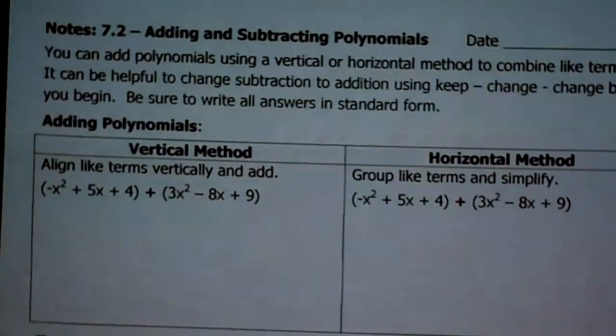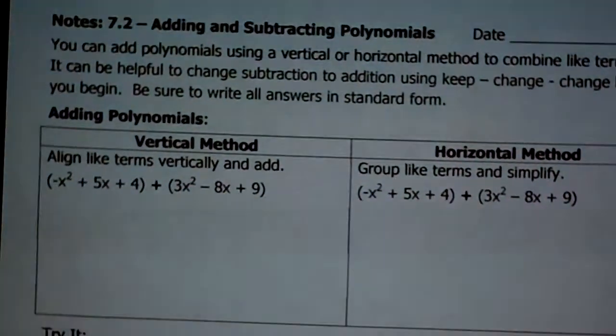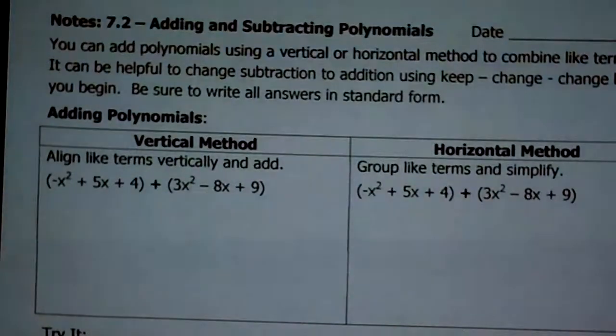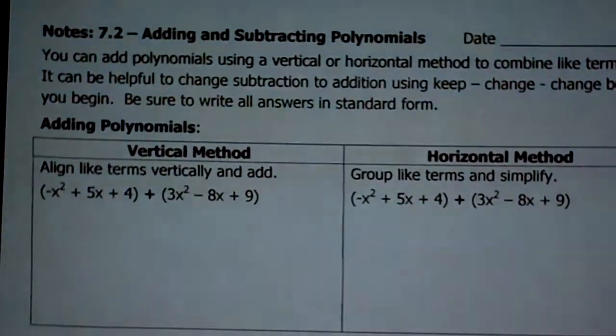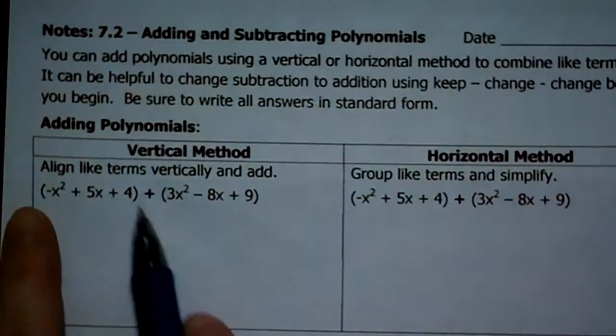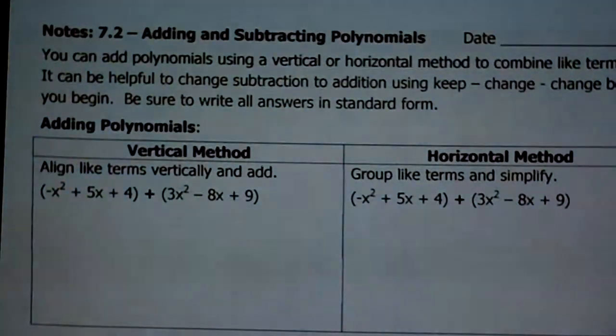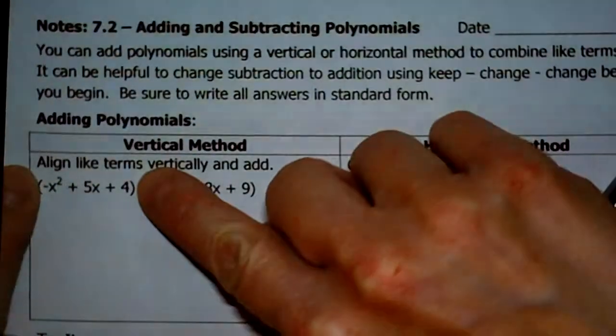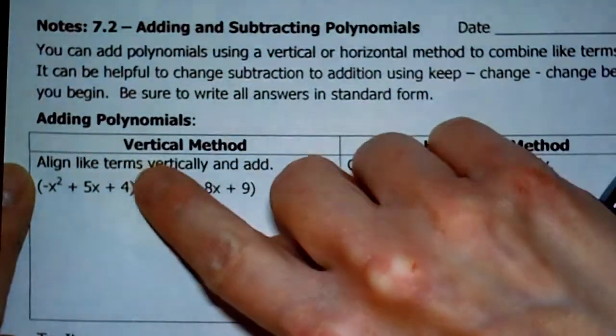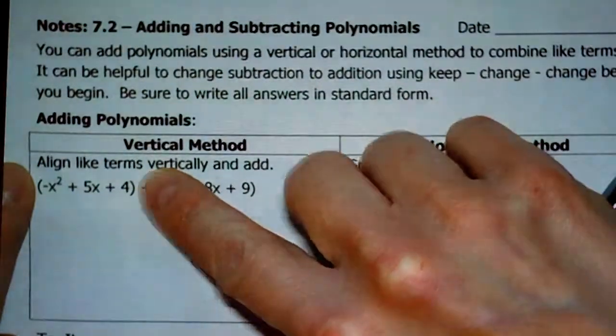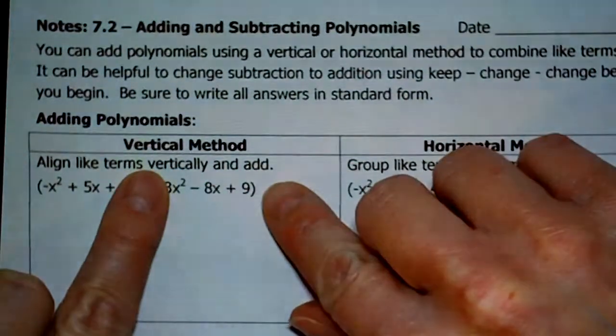Hello again. It's now time for lesson 7.2, adding and subtracting polynomials. This is going to be very, very similar to when we were combining like terms, except it looks a little bit different because I have all these parentheses in here. When I say adding and subtracting polynomials, this amount right here is a polynomial. It's called a trinomial. And to that I'm adding another trinomial.